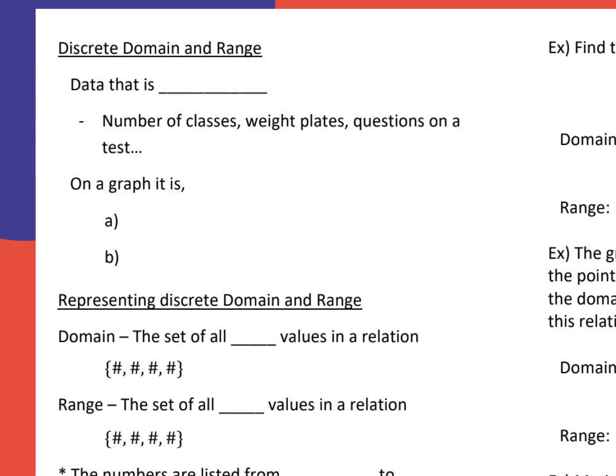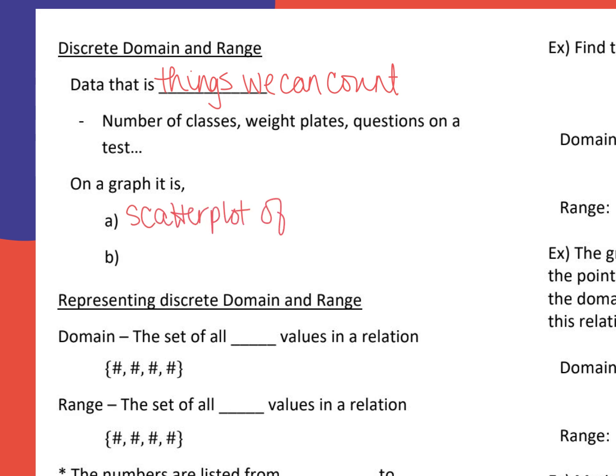So discrete domain and range is data that is things we can count. Okay, so we don't have half of things. Our number of classes, our weight plates, questions on a test. On a graph, it looks like a scatter plot of points. And it looks like dots that are disconnected.